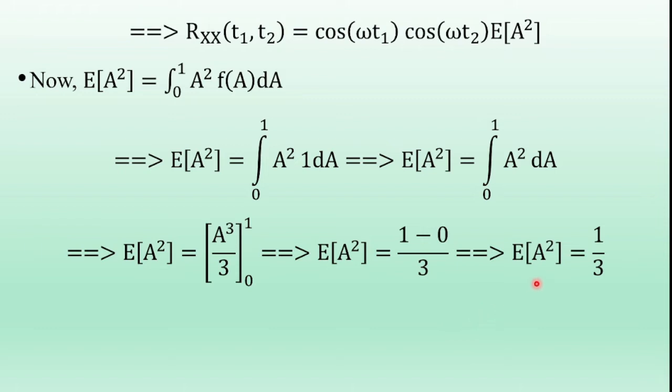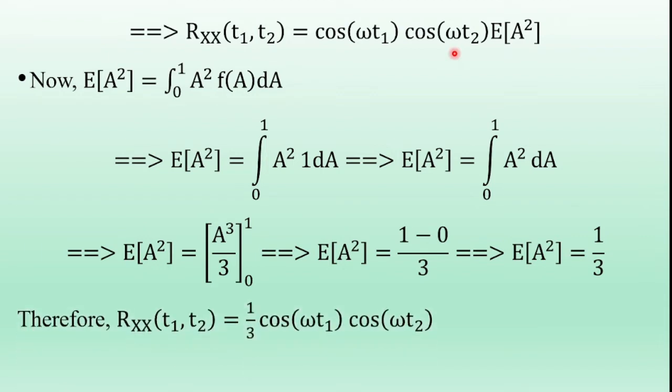Substitute this expectation of a square value into the equation. Therefore, the autocorrelation function of the random process x of t is Rx of t1 comma t2 equal to 1 by 3 cos of omega t1 cos of omega t2.